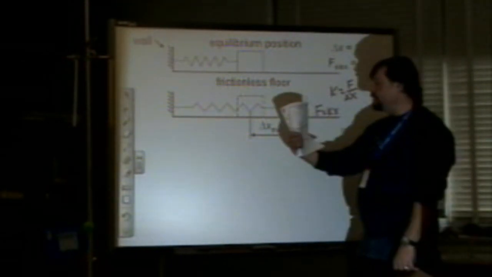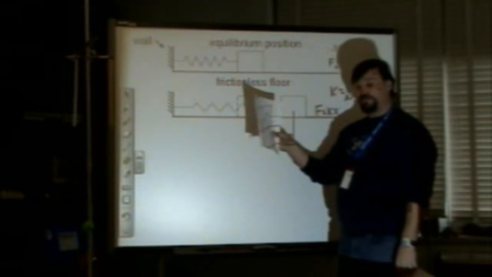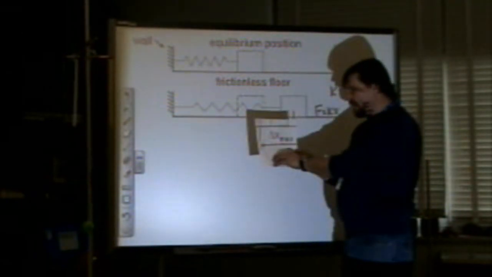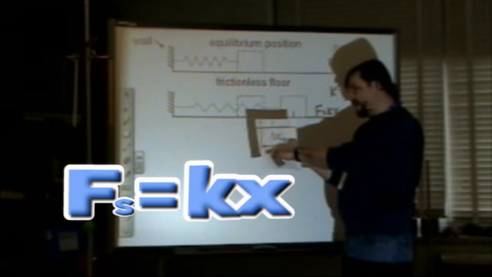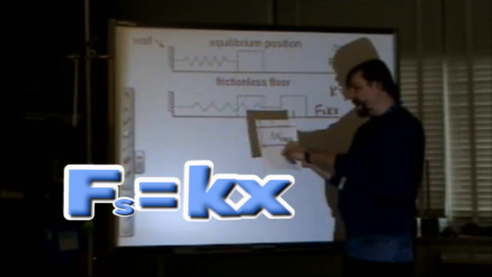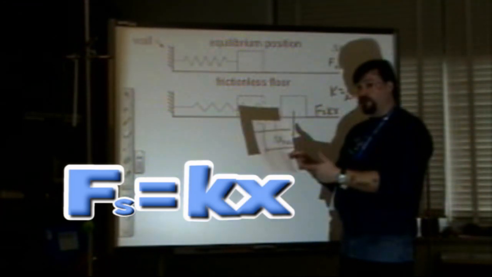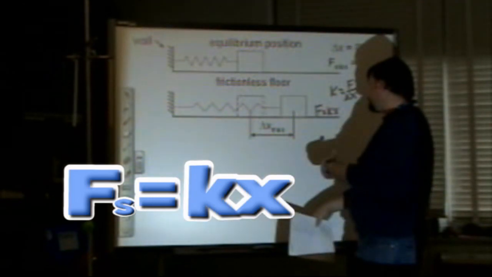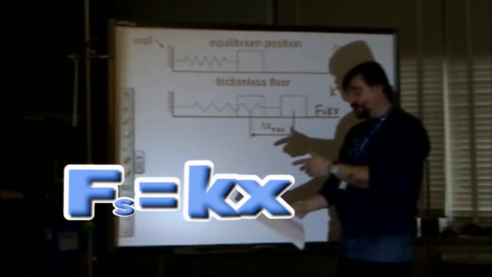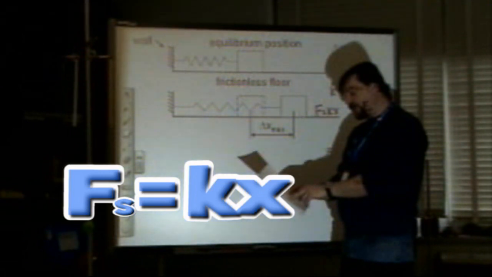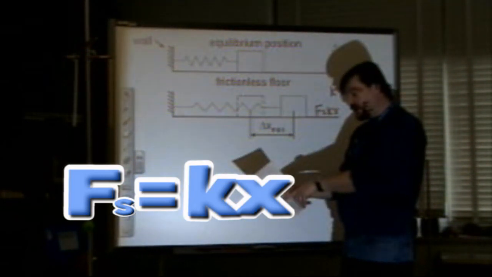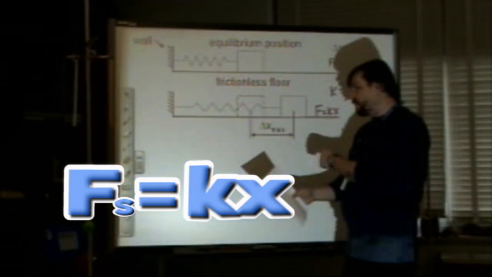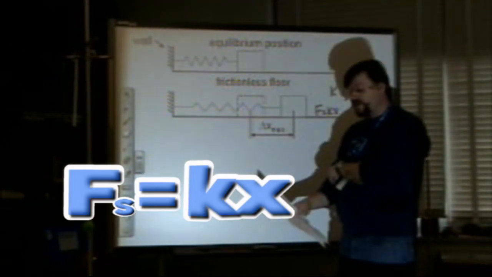So if you look on your New York State Physics reference table, you will see on the back, under the mechanics section, you will see the equation that Fs is equal to kx. Fs being the spring force, commonly known as a restoring force in a spring, and k being a spring constant, and x being the displacement of the spring from equilibrium.